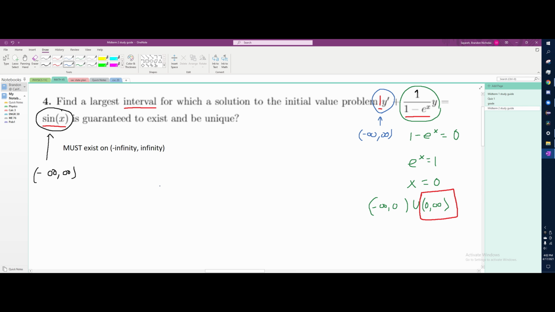If you are given an x naught value, let's say x naught is equal to -5. If we are given this with our question, that means this would have to be the answer, since -5 only exists from negative infinity to 0, and it does not exist from 0 to infinity. If we were to get x naught is equal to 1, we would have to use 0 to infinity, because 1 only exists on 0 to infinity, and it does not exist from negative infinity to 0.